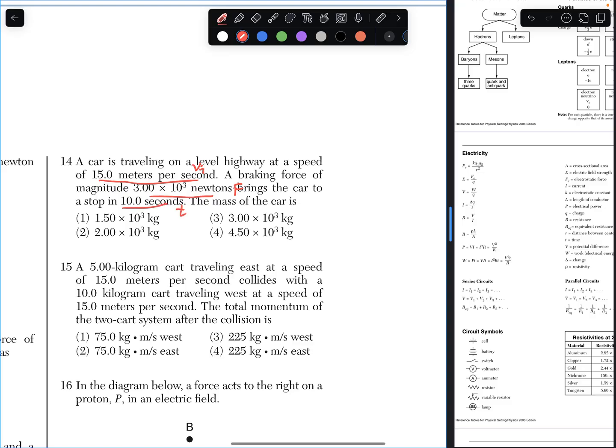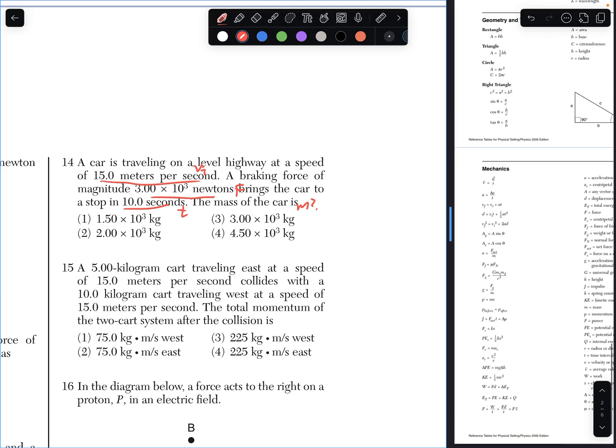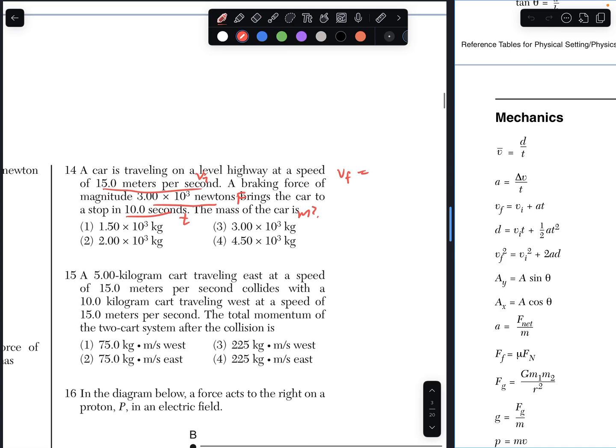The mass of the car is... Okay, so we're solving for the mass here. And this is going to require us to solve for something beforehand. We're going to have to solve for the acceleration. So acceleration, again, we have... another value that's kind of hidden is the final velocity. It comes to a stop. So we're modeling it so that it comes to a stop.